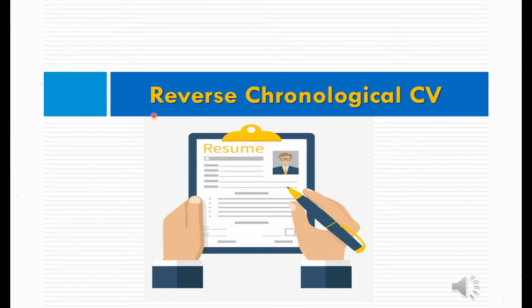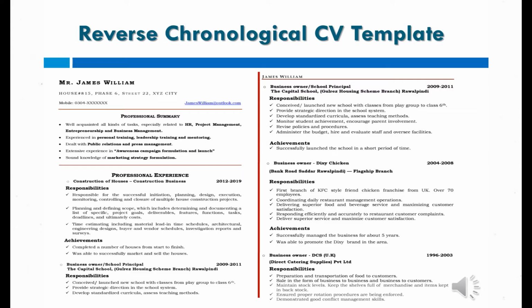I'm just going to bring out my laser pointer here to show things better. This is an example of the reverse chronological CV. We'll have a look. This is a typical example of a reverse chronological CV template. We have just a supposed name, James William. You see on the top he's got the name in bold, and also where he lives, mobile number and the email. So the contact information and the name is very clearly mentioned at the top, so there is no ambiguity here.